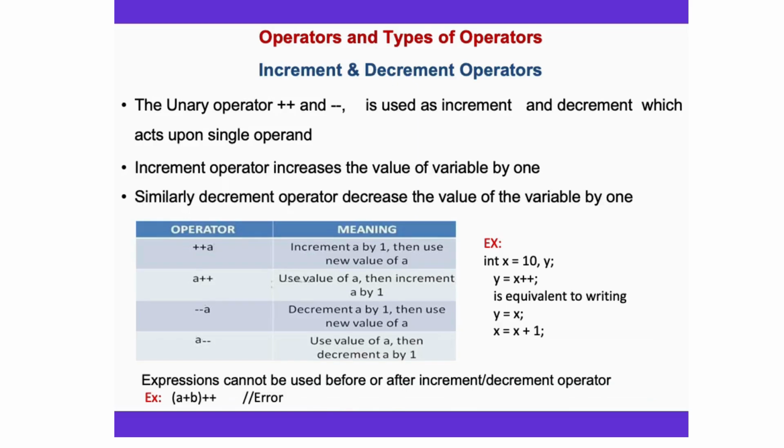Second, next we are going to see about increment and decrement operators. The unary operators plus plus and minus minus are used as increment and decrement, which act upon a single operand. The increment operator increases the value of a variable by 1. Similarly, the decrement operator decreases the value of a variable by 1.